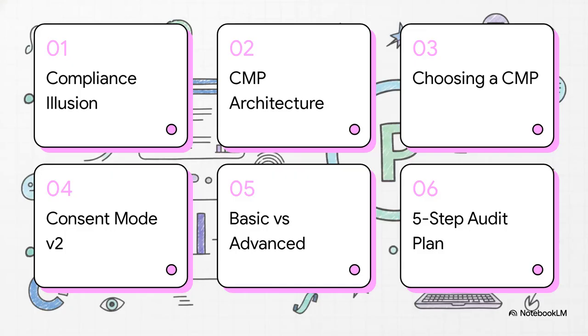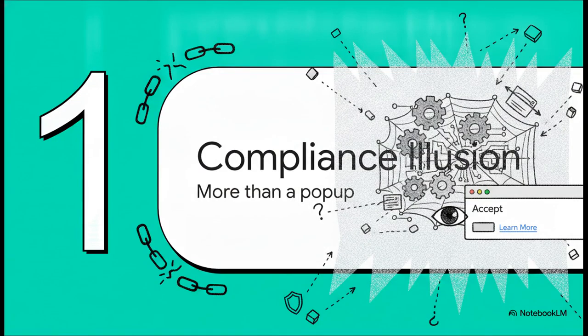Here's our roadmap for This Explainer. We're going to hit the compliance illusion, unpack CMP architecture, figure out how to choose the right one, dive into Google Consent Mode v2, compare basic versus advanced mode, and wrap up with a 5-step audit plan. All right, part 1, the compliance illusion.